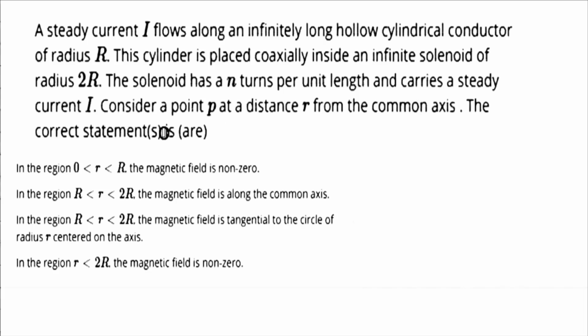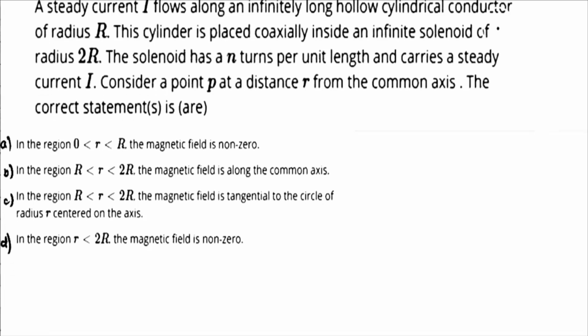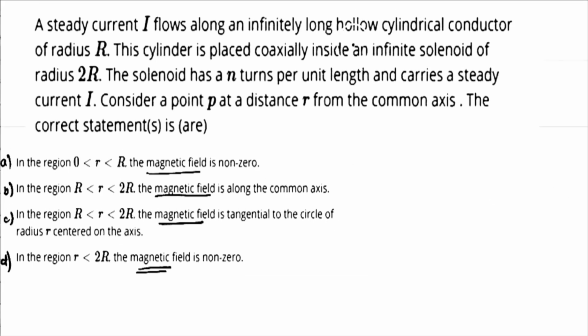The correct statements are, so these are the statements. Okay, four statements here are given, statements A, B, C, and D, and we have to check which of the statements are correct. So let me first give you a brief about the magnetic field. In all four statements we have to check the magnetic fields. Let me give you a brief about the magnetic field created by a hollow cylindrical conductor and a solenoid.